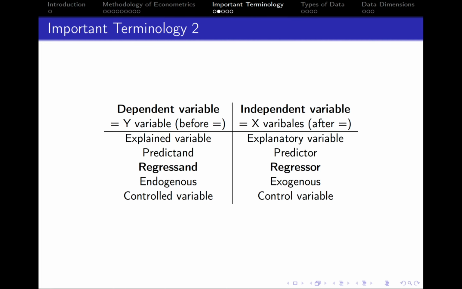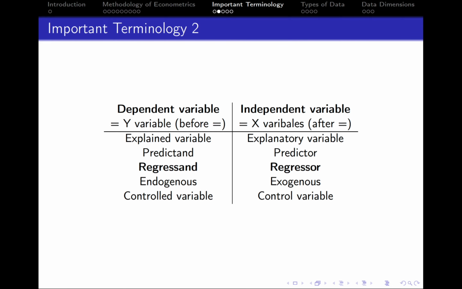Having said this, I would like you to have a look at these terms. So in econometrics, there are, let's say, two main types of variables: dependent variable and independent variable. So the dependent variable, this is the so-called y variable. This is the variable that we have on the left side before the equality sign. And another important type of variable is an independent variable, the so-called x variable, which we always have on the right side, after the equality sign.